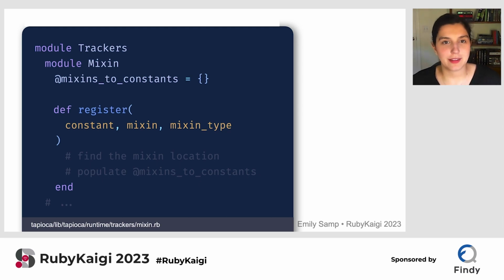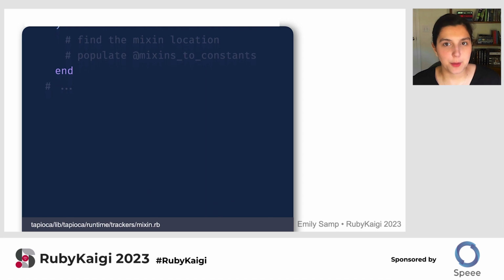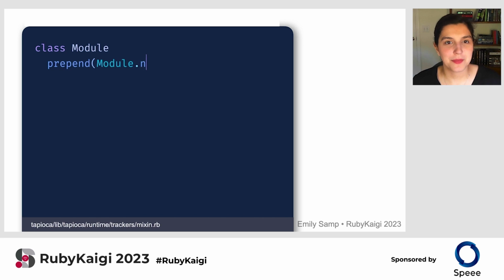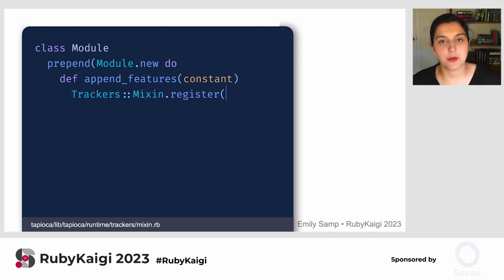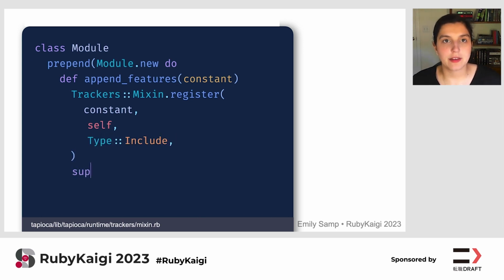So in order to populate the hash with information, Tapioca actually uses a dynamic mixin of its own. Further down the file in the mixin tracker, Tapioca reopens the module class and prepends an anonymous module to it. Inside of this anonymous module, it implements an override for a few methods. Among them is a method called append features. Inside the method override, Tapioca calls the register method from the mixin tracker, which will populate the mixin tracker with information. To this method, it passes the mixin, self, which is the constant receiving the mixin, and the mixin type, which in this case is an include.